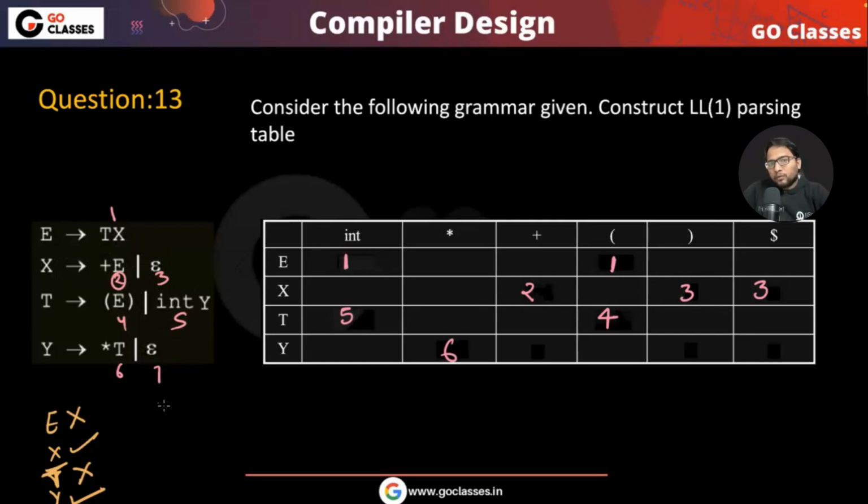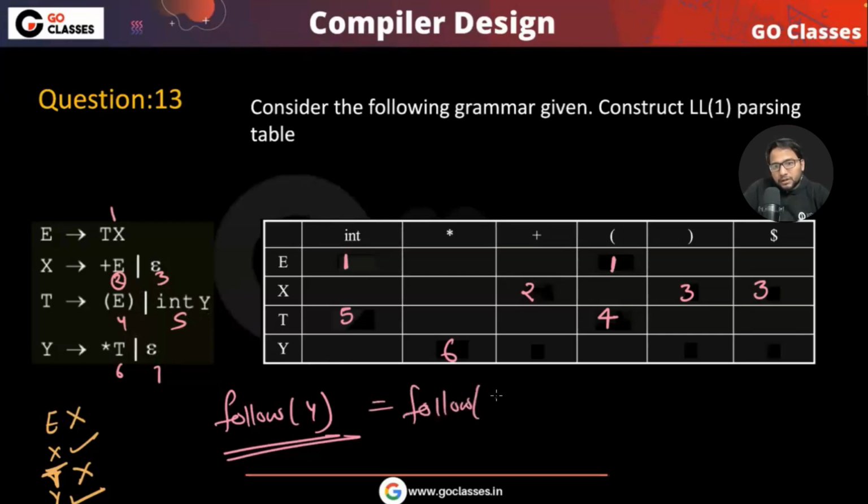What about production number 7? It will go to follow of capital Y. So what is the follow of capital Y? Let's just see where Y is. It is same as follow of capital T.